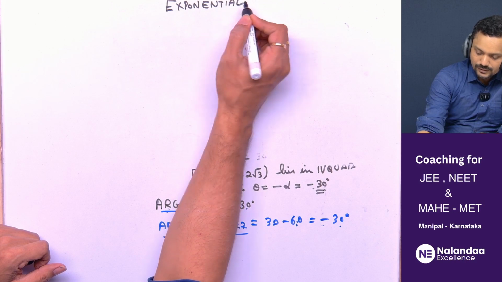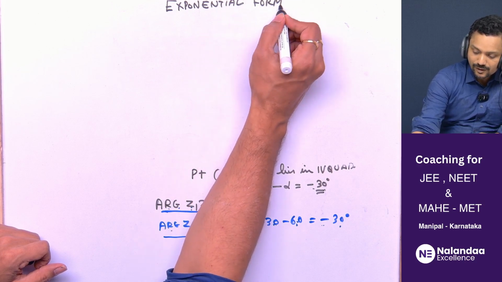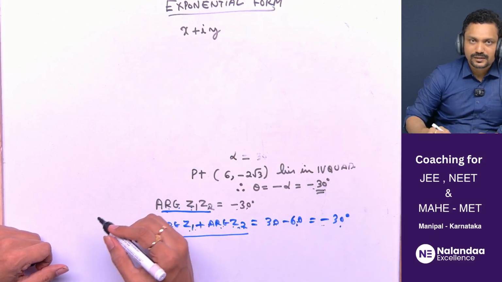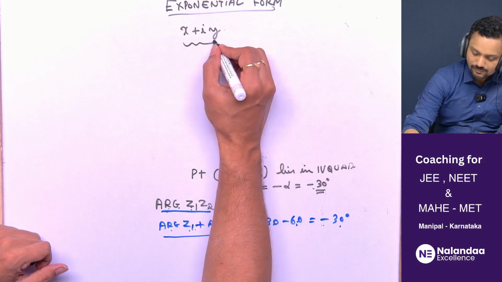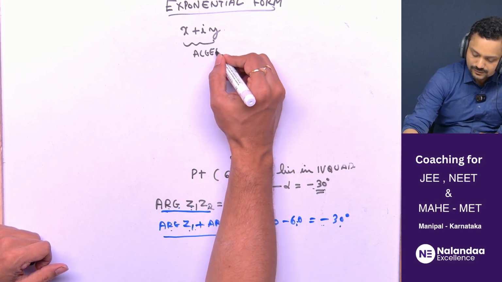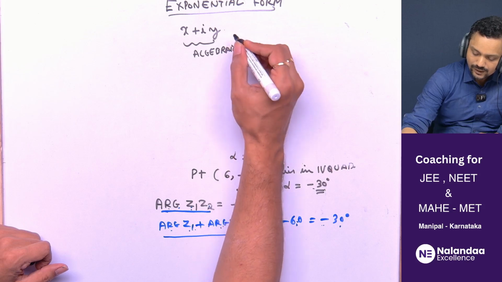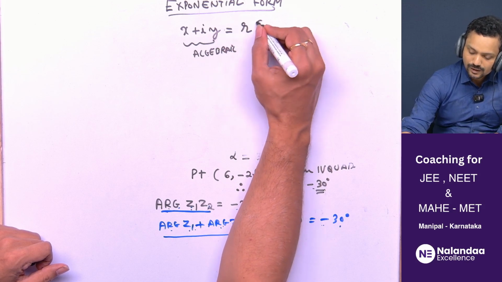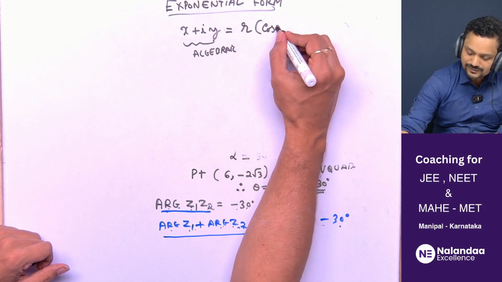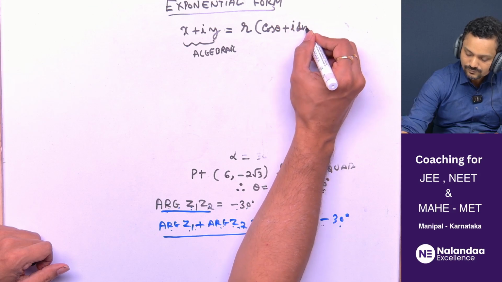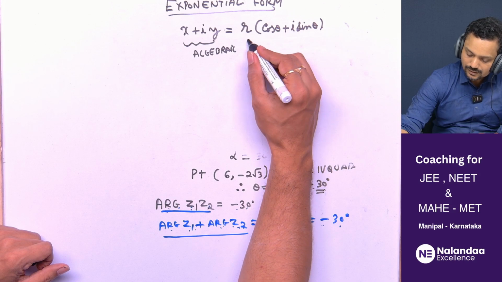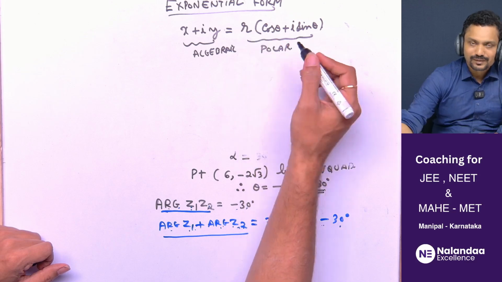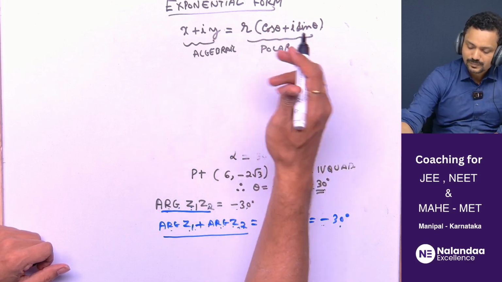Usually a complex number has three forms. One is the normal algebraic form. This is called algebraic form. And just now we saw, except complex number 0, any other complex number can be converted to this form, and this is called polar form. In fact, both are the same, they only look different, but they represent the same number.